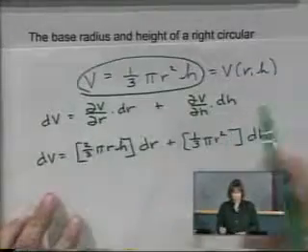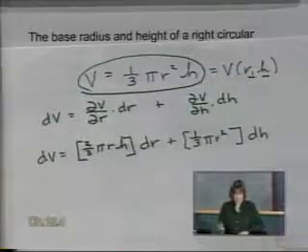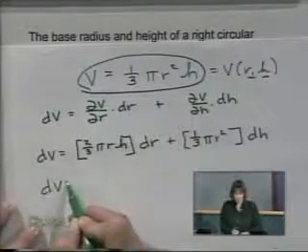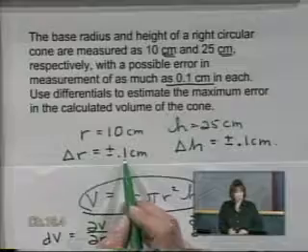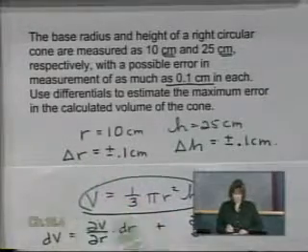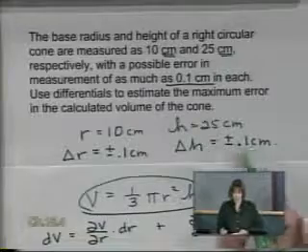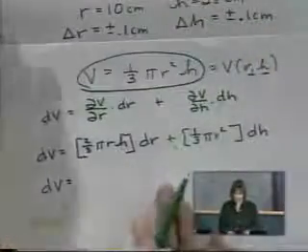Now remember, what are my independent variables? R and H. So delta R and delta H are one and the same as dR and dH. So to estimate dV, what are we plugging in? We're going to plug in 10 for R, 0.1 for delta R, H gets 25, and delta H gets plus or minus 0.1. To get maximum error, I'm going to make both of those positive. All right? So playing plug in, let's see what we get here.